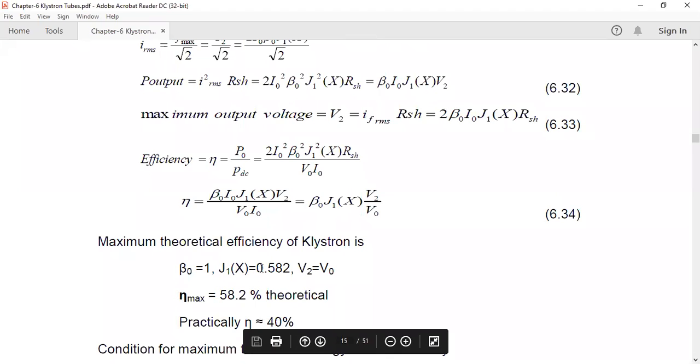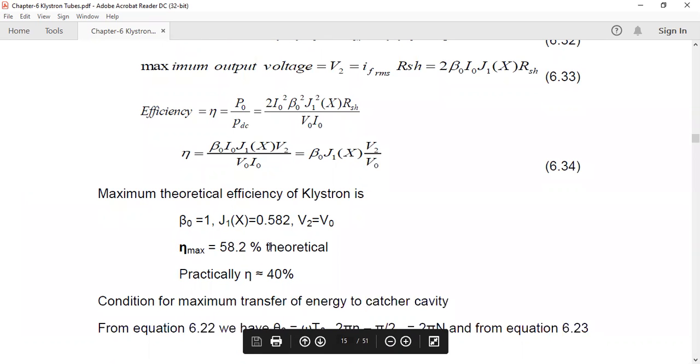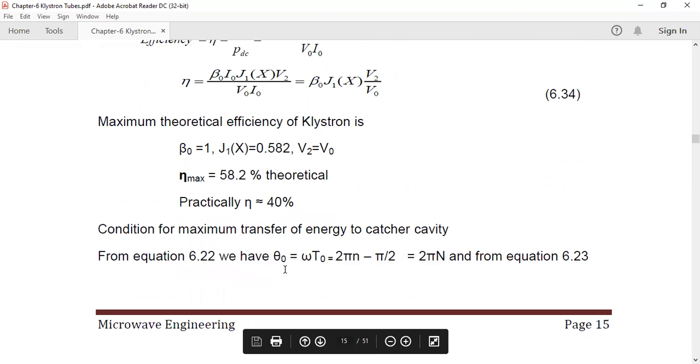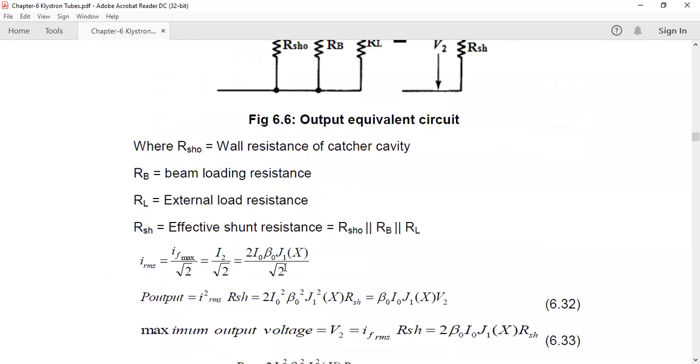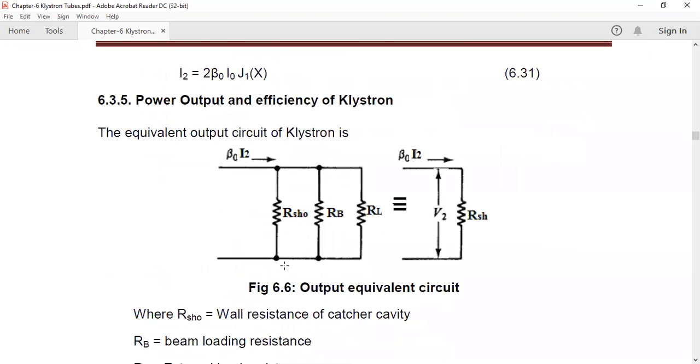J1 of X is 0.52, this is the Bessel function. V2 is equal to V naught, you can substitute here. So the theoretical efficiency of the two cavity Klystron is 58.2% theoretically, but practically it is 40%.